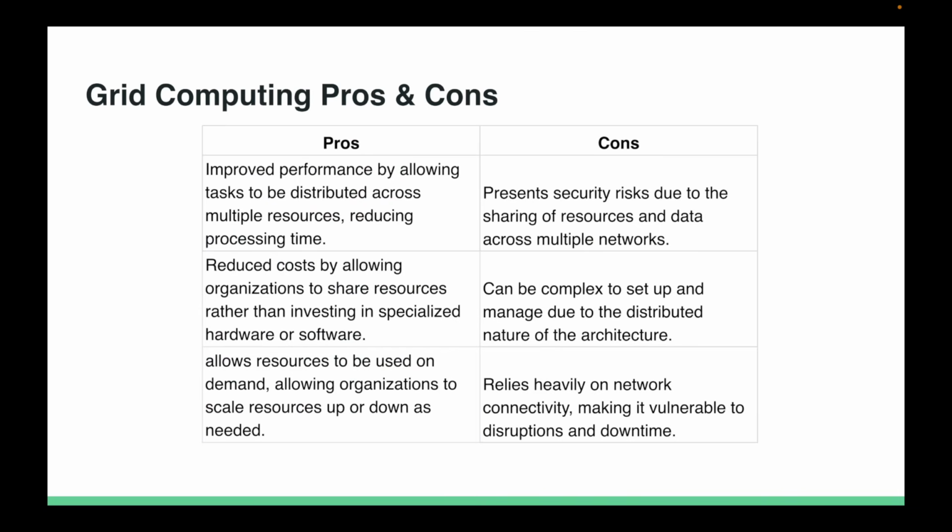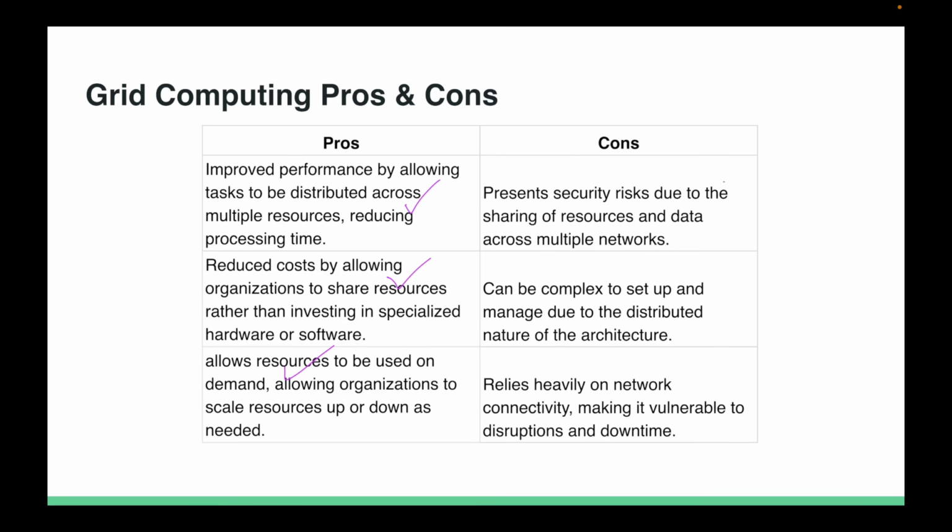So obviously, we get improved performance because we can put together the resources of a variety of networks and the machines in those networks. We have a reduced cost because if we can share resources, we don't need to buy new resources ourselves. And we can allow resources to be used on demand, allowing organizations to scale resources up and down as needed. So certain organizations or certain parts of our network can decide to go offline for some time and then come back online later. So you have sort of an on-demand capability there.